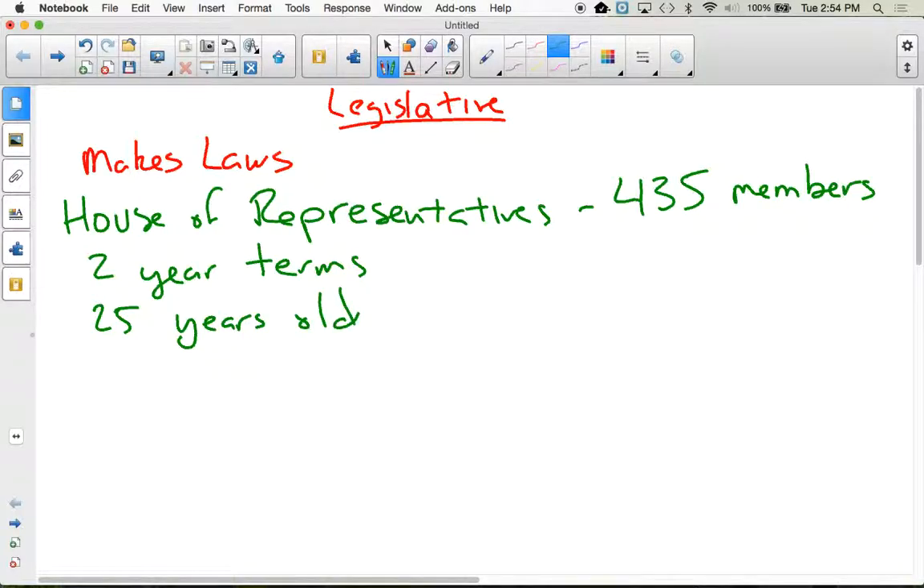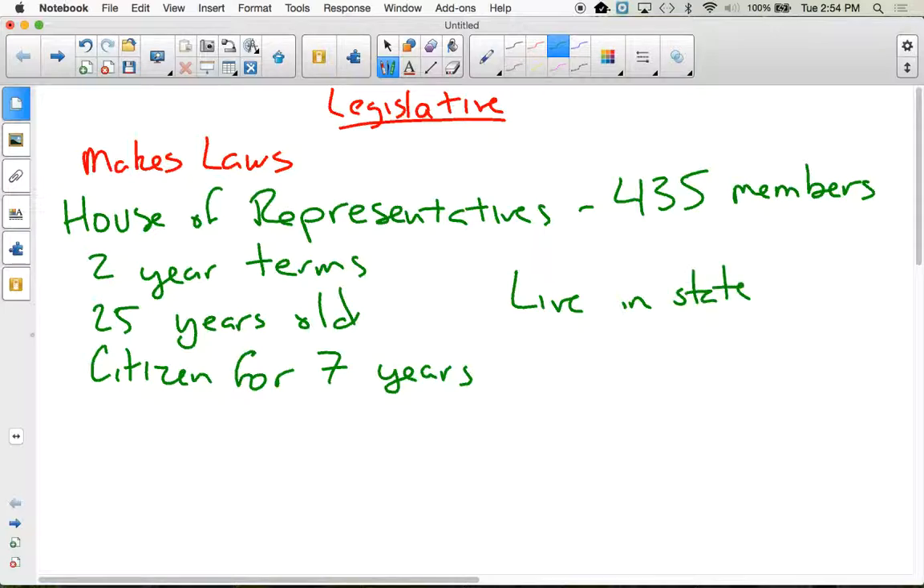Okay? At least 25. You have to have been a U.S. citizen for 7 years. You must live in the state you represent. You do not have to live in the district you represent, but you must live in the state that you represent.